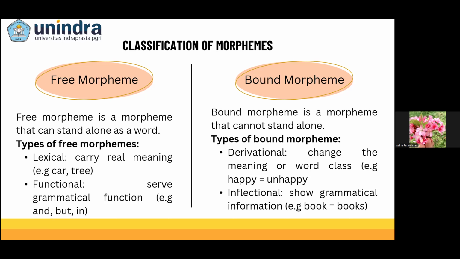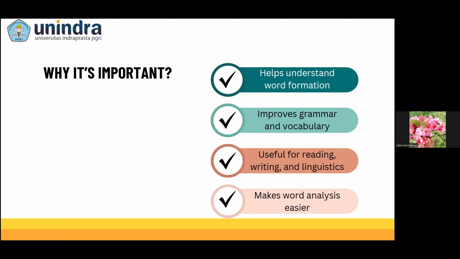Types of bound morphemes. The first, derivational morphemes, change the meaning or word class. For example, happy, unhappy. And the second, inflectional morphemes, show grammatical information. For example, book, books.